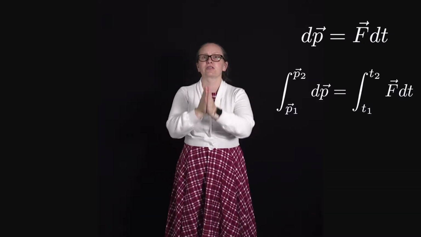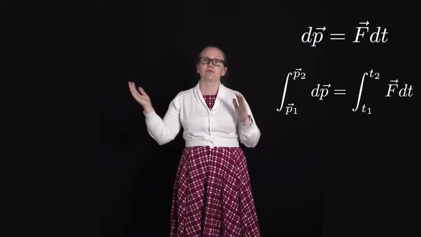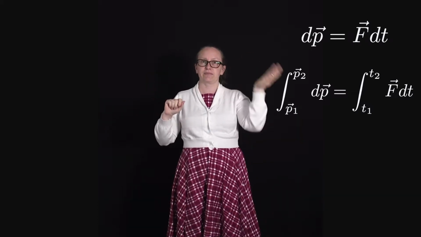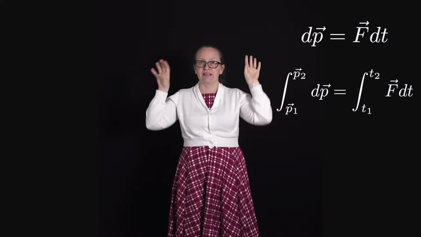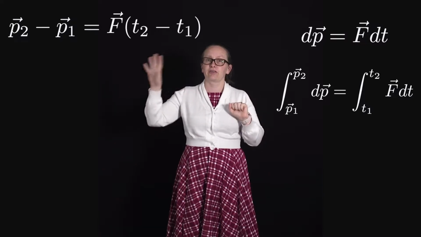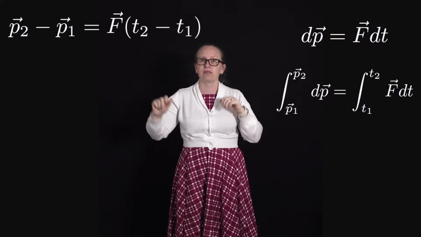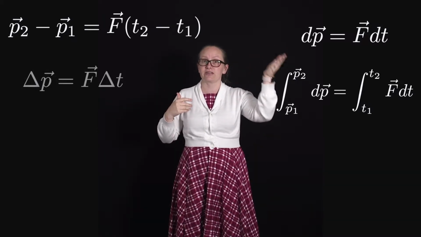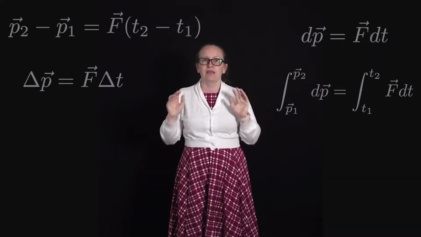Now, if the force is constant over this time period, this integral is very easy. We can just pull the force out the front, and when we integrate these two, we've got a p on the left-hand side and an Ft on the right-hand side, and then we substitute in our limits. So on the left-hand side, we've got p2 minus p1, and on the right-hand side, we've got the force F times t2 minus t1. So p2 minus p1 is just the change in momentum, delta p, and t2 minus t1 is just the change in time, delta t.